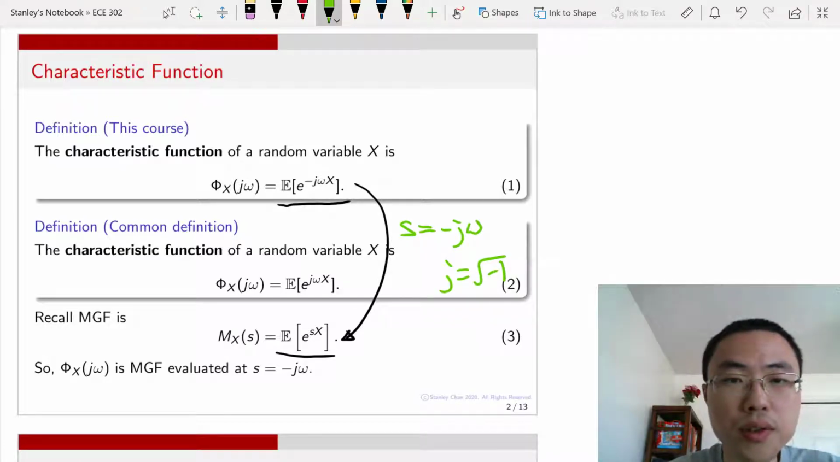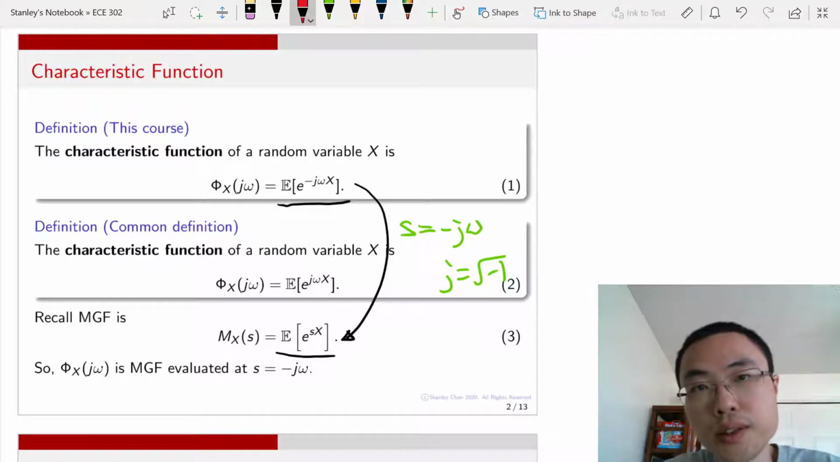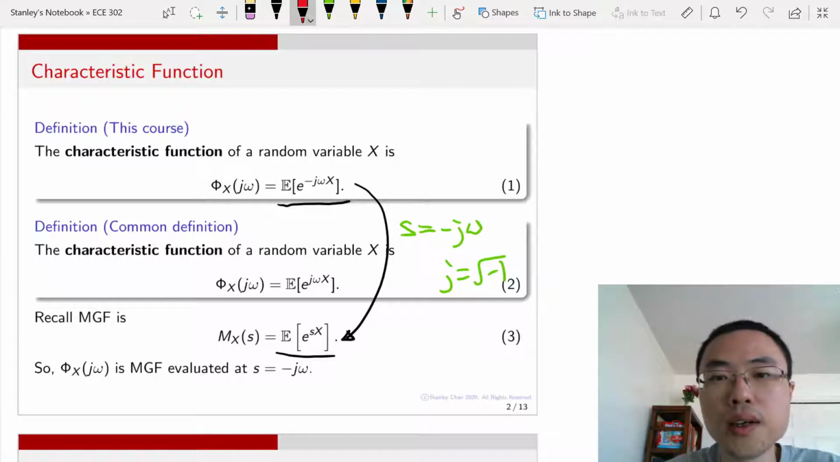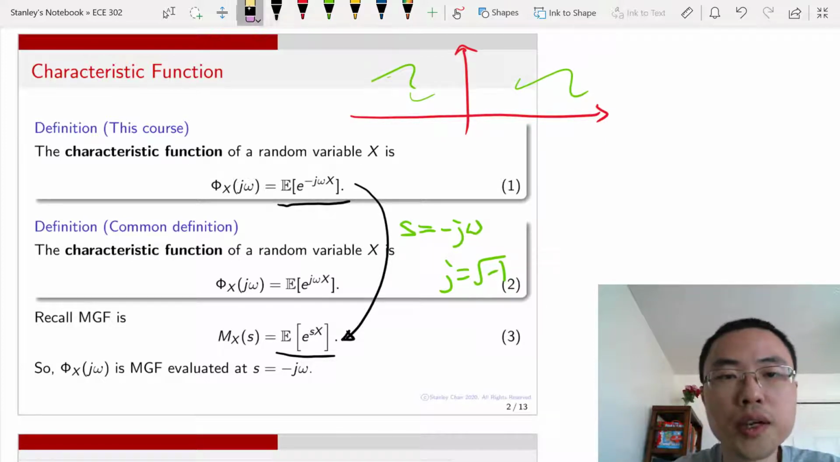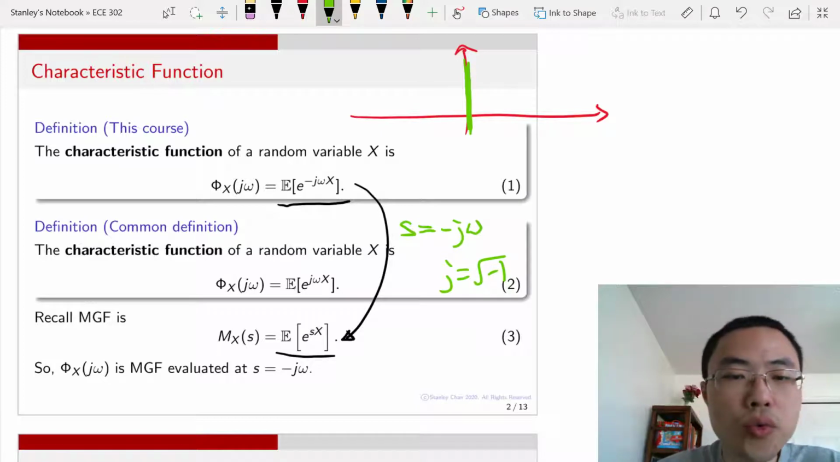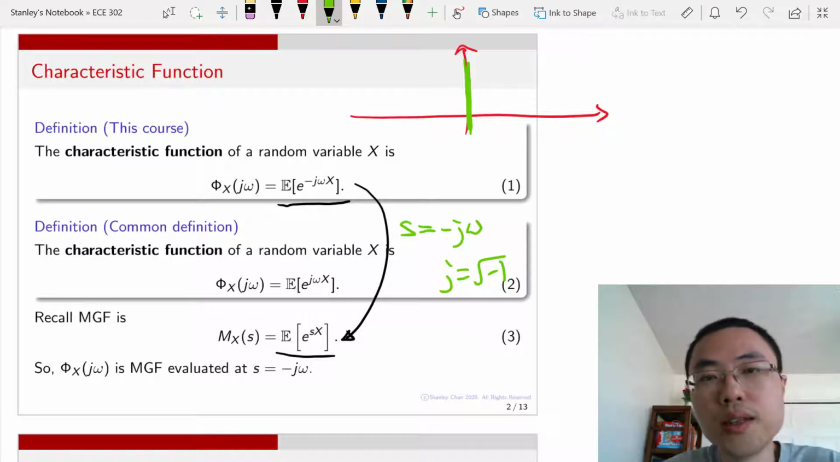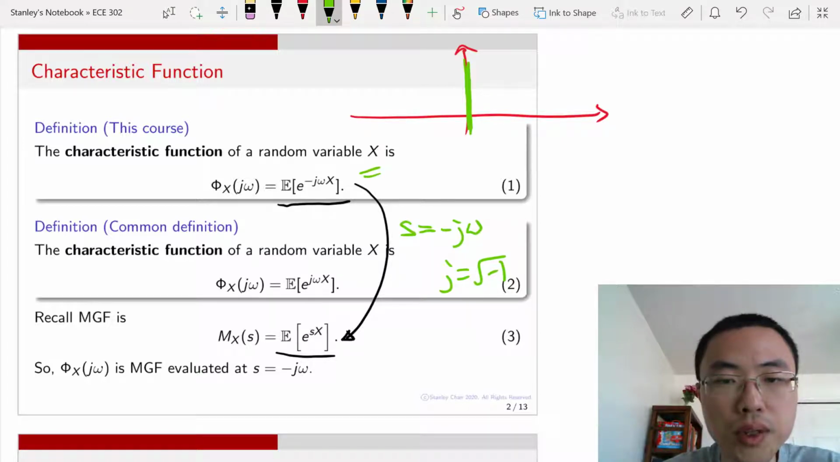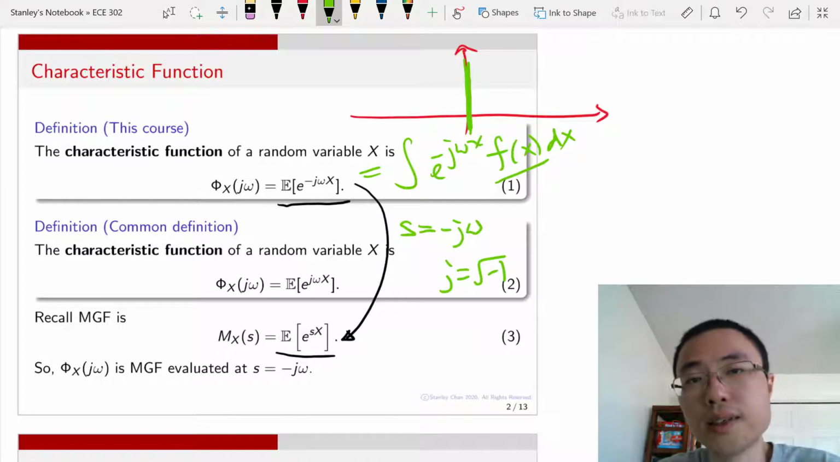This definition tells us that I am evaluating this s not over the entire complex space, but I'm only looking at the imaginary axis. So s can go over the entire complex space, but for j omega, you're just looking at the y-axis. So what is this? This is indeed the Fourier transform, because you can write it as the integration of e to the minus j omega x times fx dx, where this fx is your PDF.